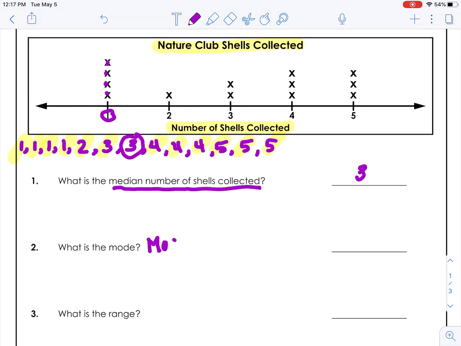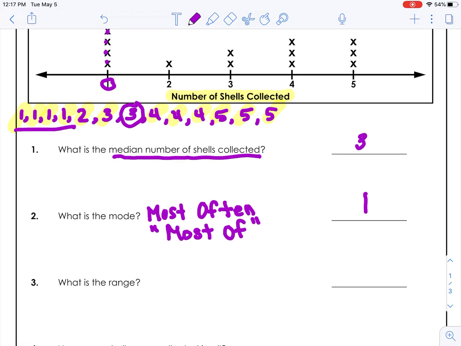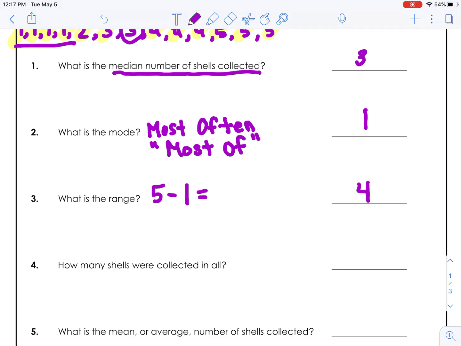What is the mode? Well, I always think of mode as most often. The data we have the most of, or the most often piece of information. So you could say, what do we have the most of? We have the most ones. We have 4 ones. What is the range? The range is our maximum piece of data, which is 5, minus our minimum piece of data, which is 1. So our range is 4.